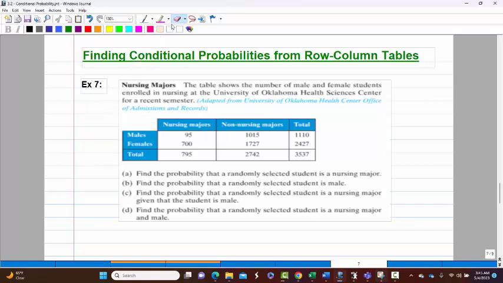So this tells you that someone who's male and a nursing major means there are 95 of those students. Female and nursing, 700. Female and non-nursing, 1,015.